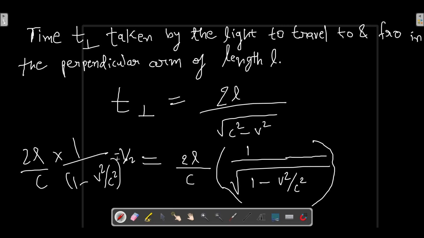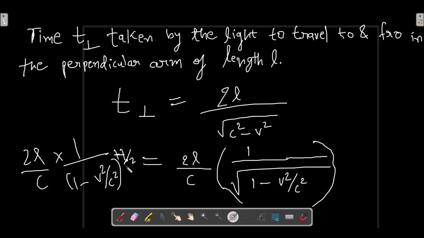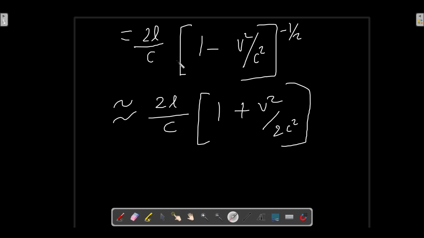Okay, not minus half, plus half, power plus half, because it is in the denominator. This is a square root, so it will be plus half. Now it will go in the numerator. If you write this expression in the numerator, it will become 2l by c multiplied by 1 minus v square by c square to the power minus half, because plus half in the denominator will become minus half in the numerator.